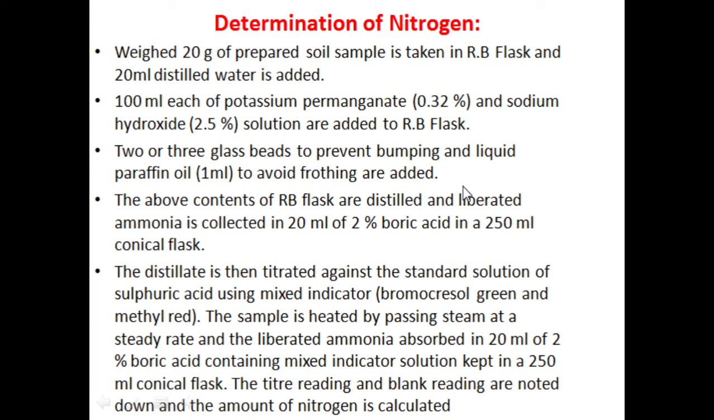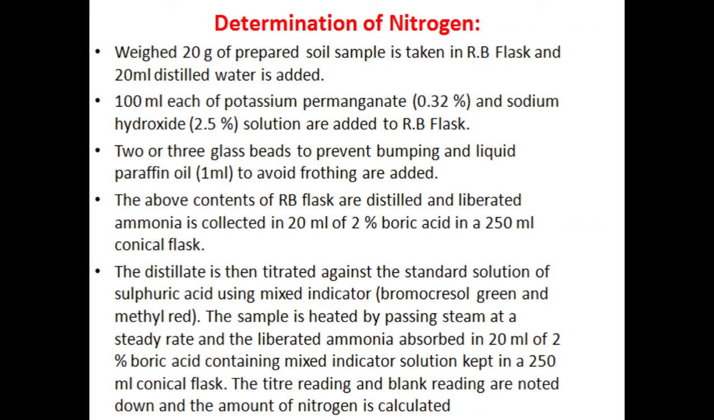In the RB flask, what is added first? The soil is added, water is added. Okay. Then to that potassium permanganate and NaOH are added. It has to be heated. When heated, what happens? Bumping happens. Okay, so to avoid that bumping, the glass beads are added. Some glass pieces are added, so they will prevent the bumping, and to prevent the frothing, the foam formation, some paraffin oil is added.